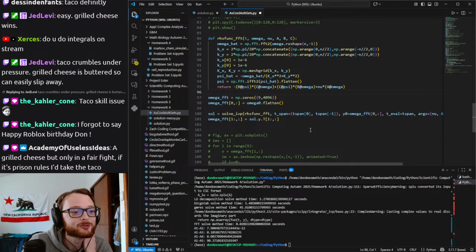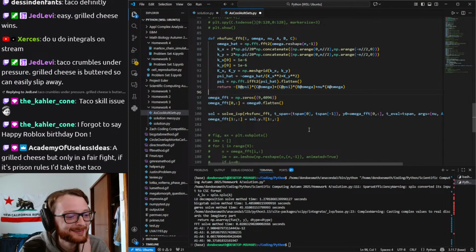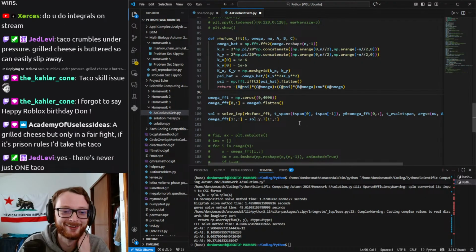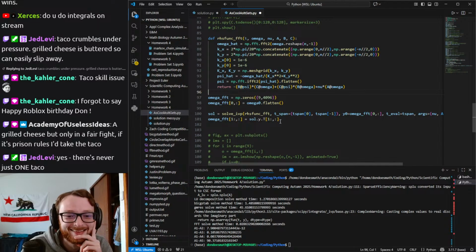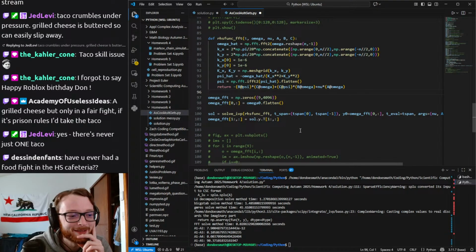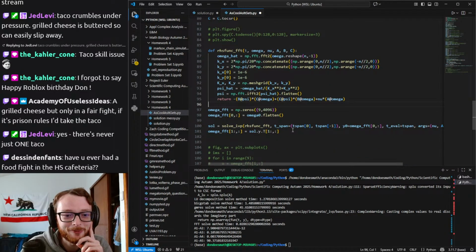Taco crumbles under pressure. Grilled cheese is buttered so can easily slip away. You know, that's valid, I guess. Taco skill issue. Oh yeah. Thank you. Grilled cheese, but only in a fair fight. If it's prison rules, I take the taco. There's never just one taco. That's true. A single taco feels bad. I never had a food fight, no. That sounds kind of gross. I wouldn't really want to be in a food fight.